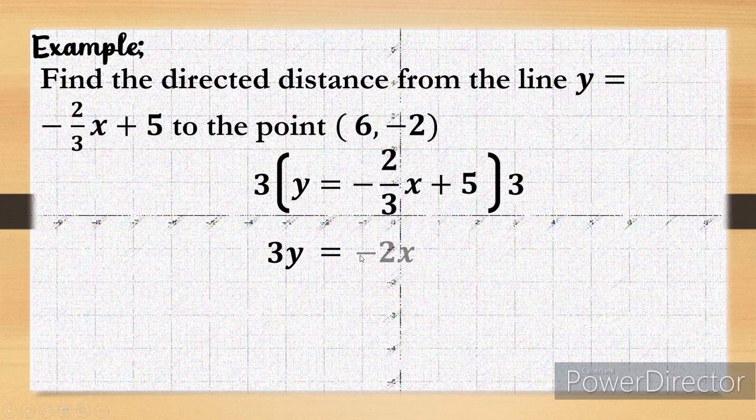We have now negative 2x, 5 times 3 is 15. Then, lipat lang natin sila sa left side, itong negative 2x plus 15. So, we will be having 2x plus 3y minus 15 equals 0.